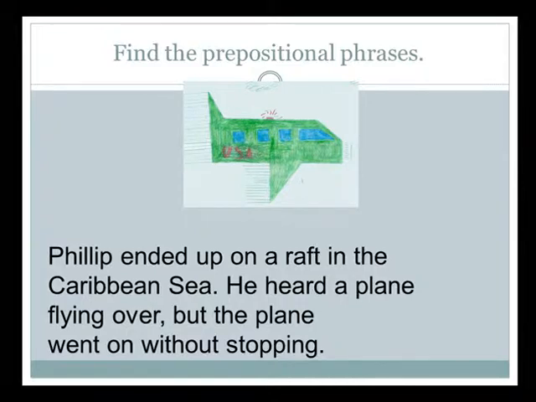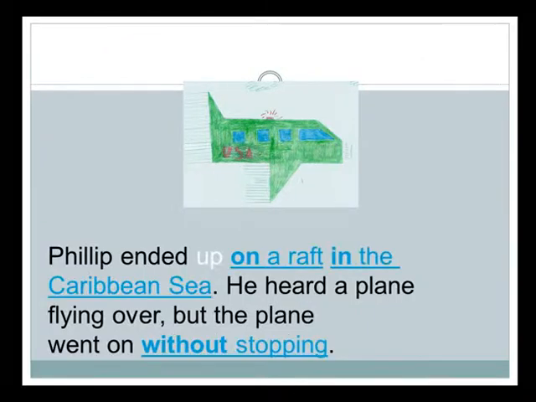So one preposition that you can see comes along with ended. Ended up becomes one preposition. On a raft, the other preposition. He heard a plane flying over. Over, another preposition. But the plane went on without stopping. So the next preposition. As you can notice, the prepositional phrases here are on a raft, in the Caribbean Sea, and without stopping.